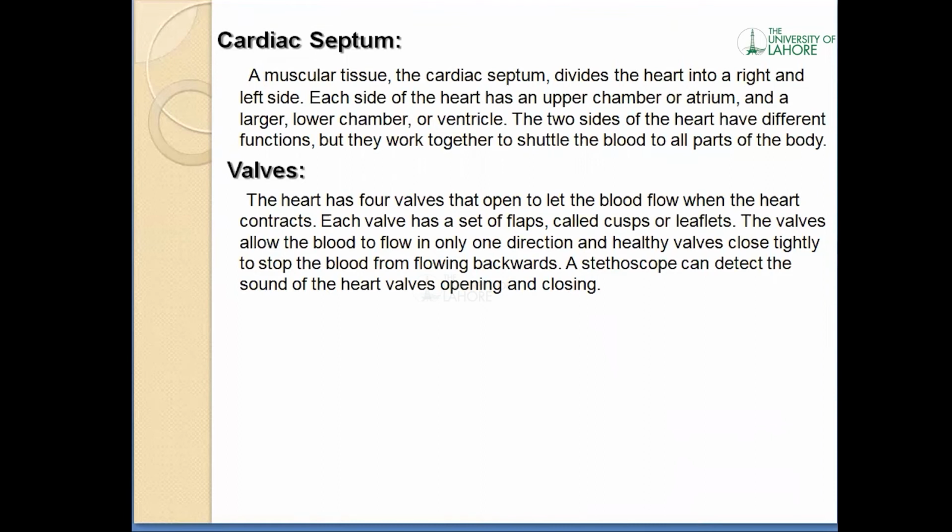Valves. The heart has four valves that open to let blood flow when the heart contracts. Each valve has a set of flaps called cusps or leaflets. The valve allows the blood to flow in only one direction, and a healthy valve closes tightly to stop the blood from flowing backwards. A stethoscope can detect the sounds of the heart valves opening and closing.